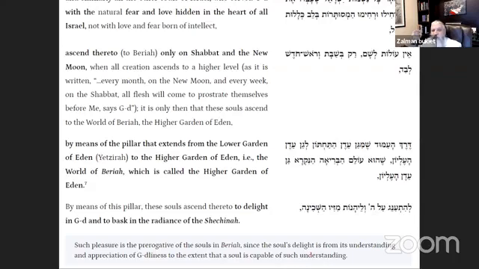When all creation ascends to the higher level, as it's written, every month on the new moon, and every week on the Shabbos, all flesh will come to prostrate itself before Me. It is only then that these souls are sent to the world of Bria, the highest garden in Gan Eden. This is one of the powers of this Shabbos. It's Chodesh, and it's Shabbos. It's not only that, it's Shabbos HaChodesh. This Shabbos is a very powerful Shabbos. It has within it all things.